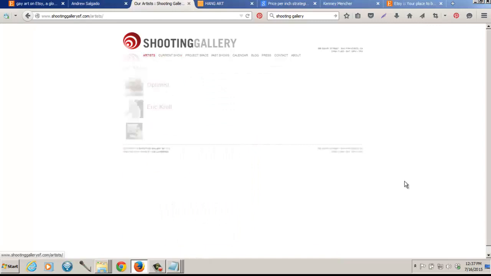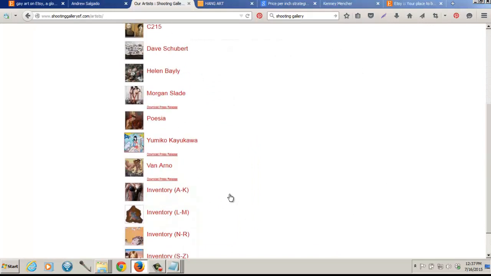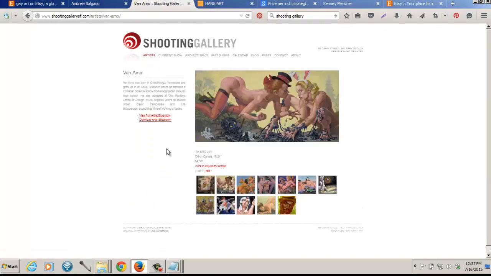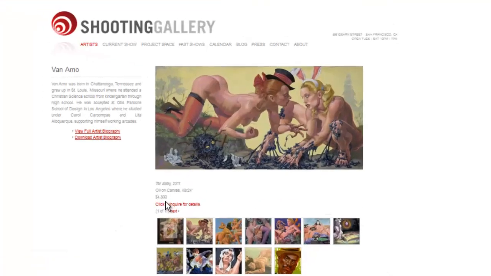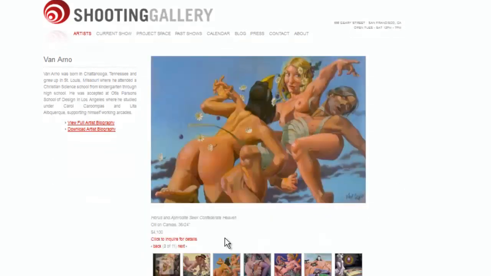But the reason I'm suggesting you visit the galleries is you can see what people are doing, even when the price lists are not up. So look at that: $4,800 for this Van Arno. That gives you an idea of what the price could be. Let's see what some of his other prices are. This guy is so top shelf. $4,100. That's actually so reasonable. If I had $4,000 laying around, I'd buy one. Wow, he's such a great artist.